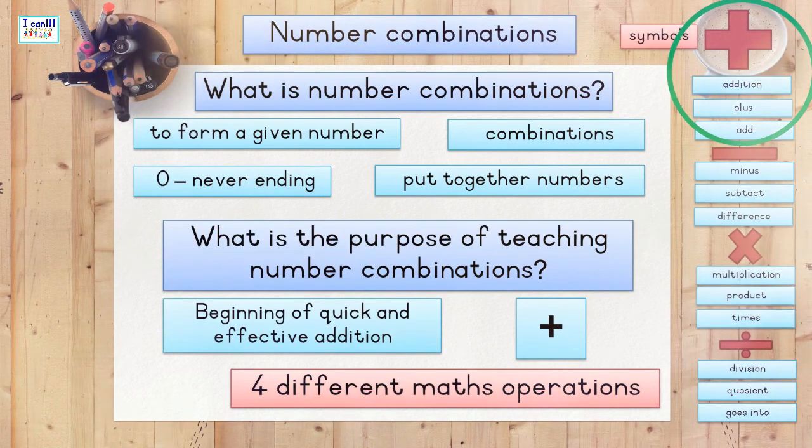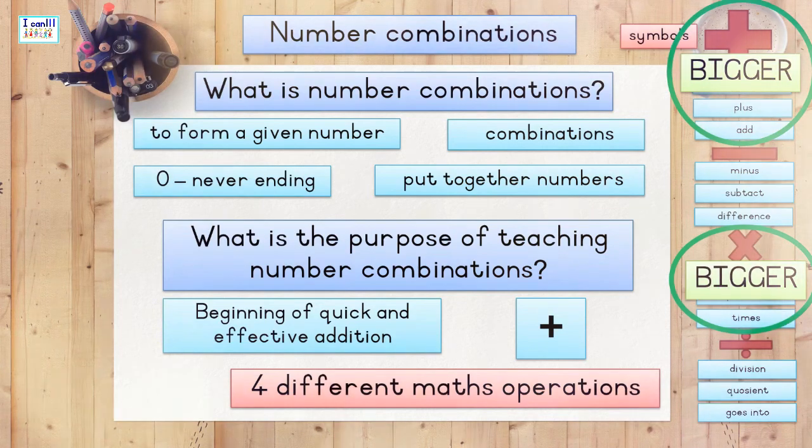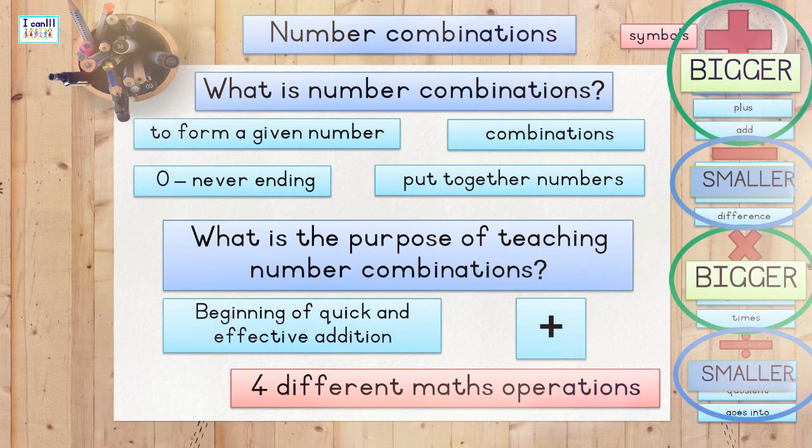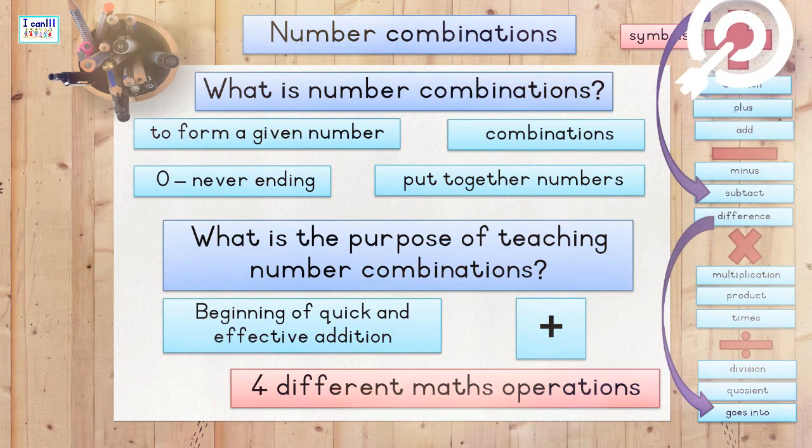When we are doing addition sums and multiplication, my answer always gets bigger. And when we do minus sums or division sums, the answer will always be smaller. Plus and minus is the opposite of one another. So is multiplication and division the opposite from one another. Let's focus on the plus for the number combinations.